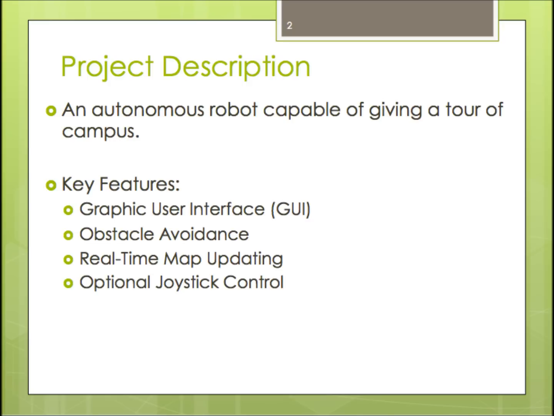Furthermore, the robot comes equipped with a real-time map updating feature, which displays a map of campus and a red dot representing the robot's current position. Finally, the robot comes with an optional joystick offering 3 modes of user control.